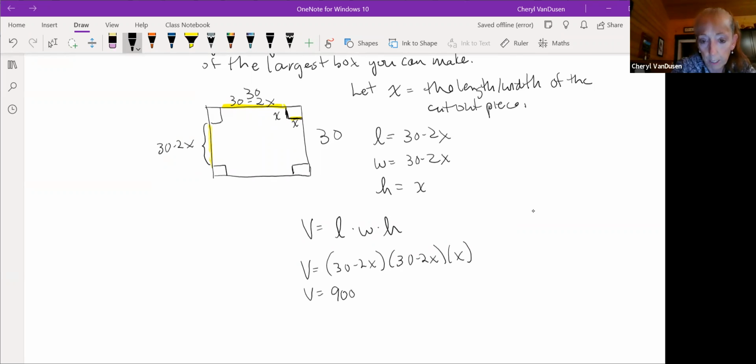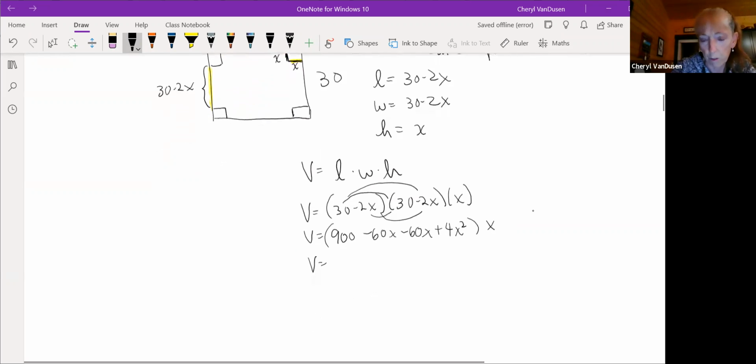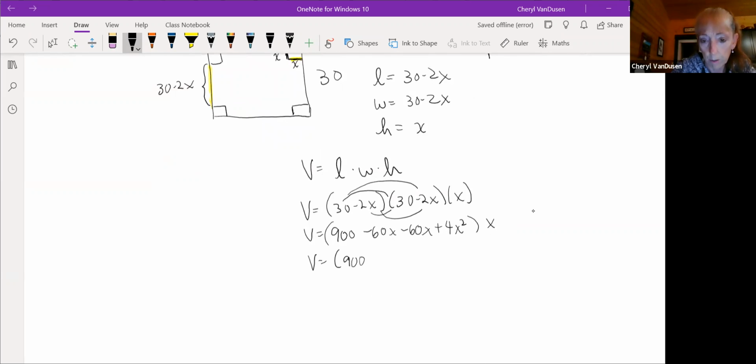I will do it here. You get 900, and then you get minus 60x plus 4x squared, all multiplied by x. And I'll just do it in several steps. So we get 900 minus 120x plus 4x squared, all multiplied by x. Now, I kind of like it in the order where my biggest is first. So I'm going to multiply through by x and then reorganize all at once. I'm pretty sure you guys can stick with me.